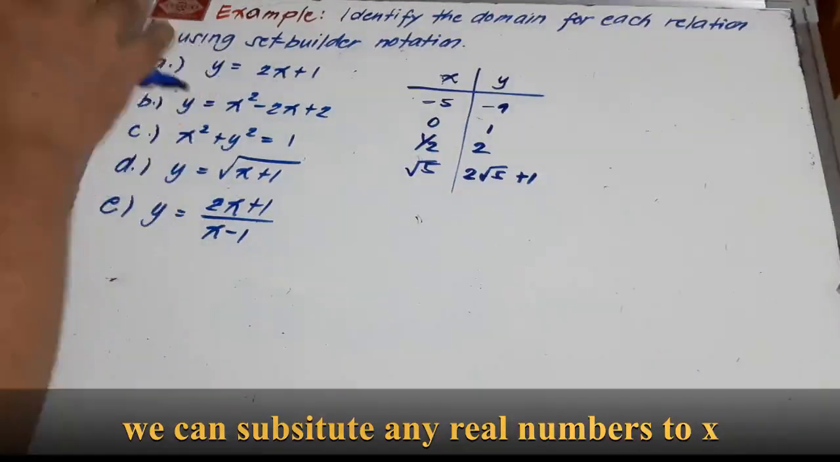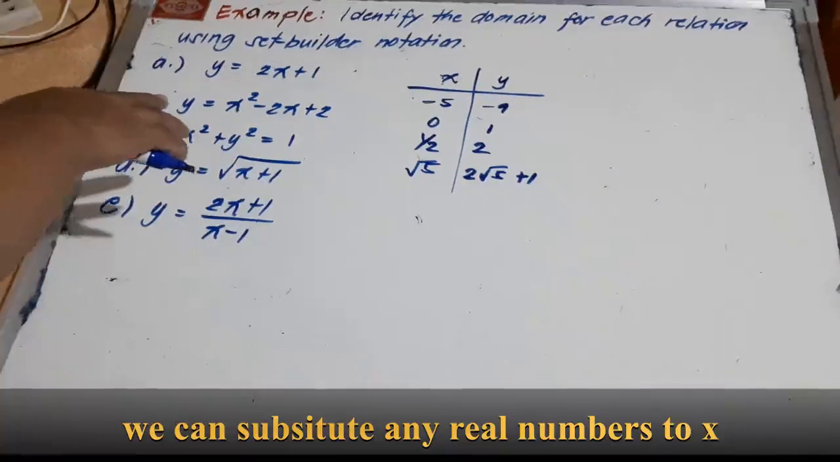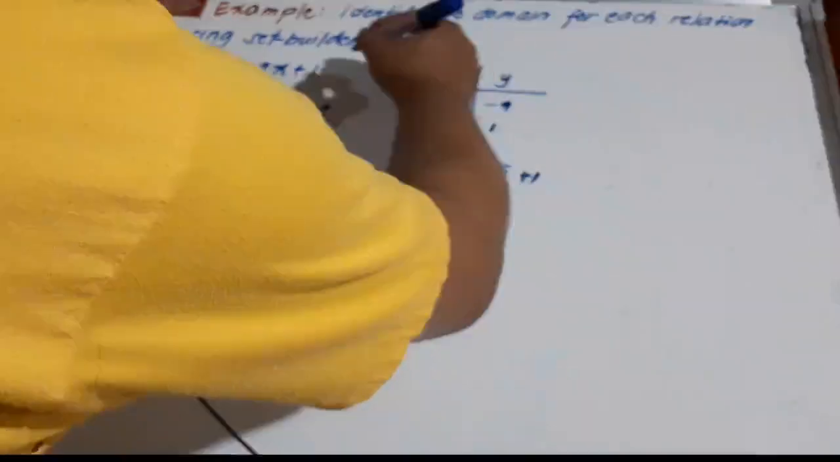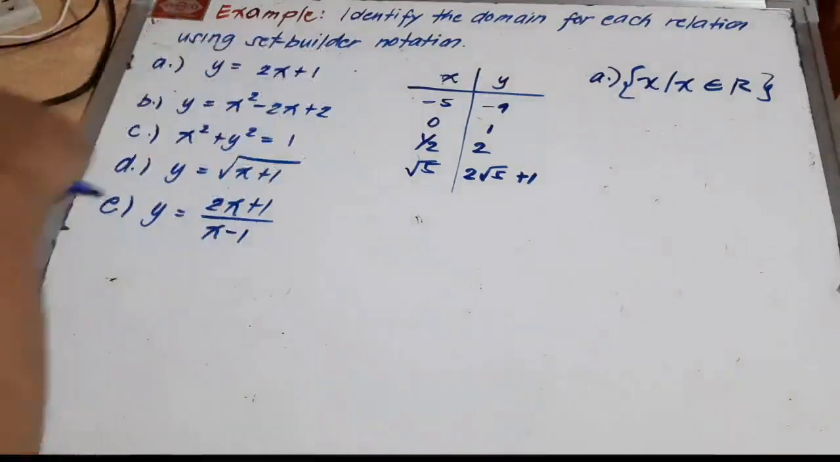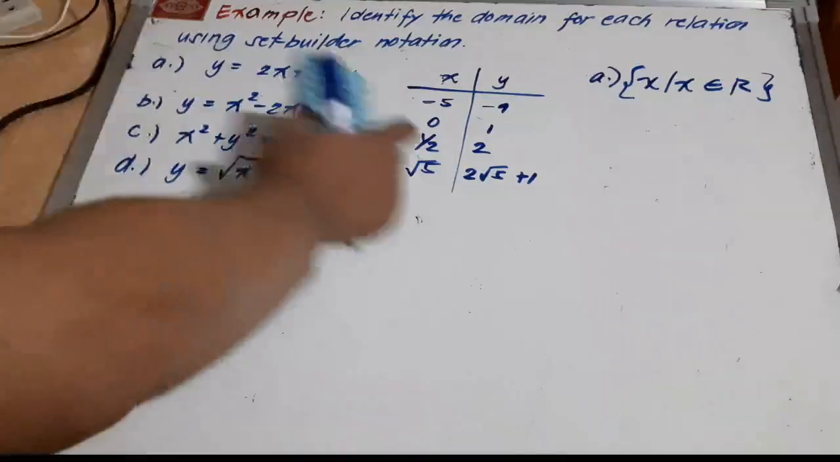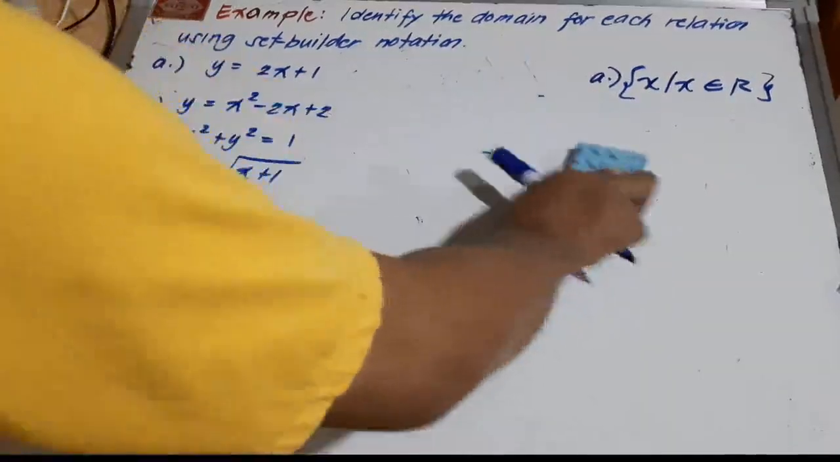Therefore, ang domain of this relation is, using set builder notation, letter A, the domain is x such that x is an element of real number. Yan ang ating domain. So, ganun po ang pag-identify ng domain ng ating given equation. Okay? Gamit yung set builder notation. How about letter B?